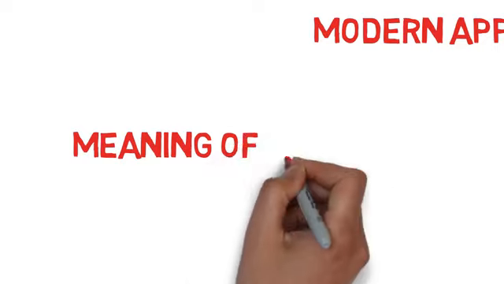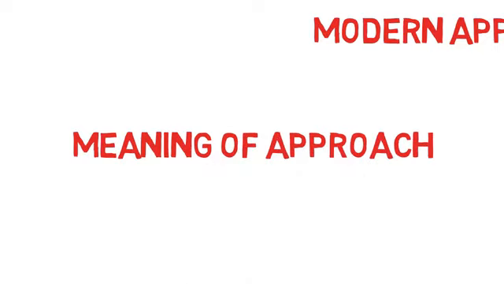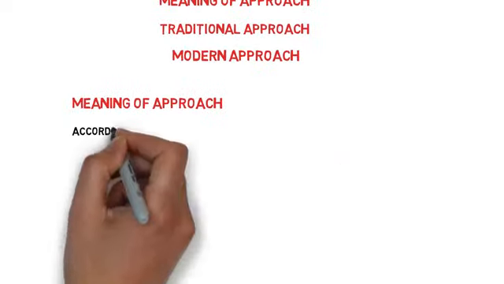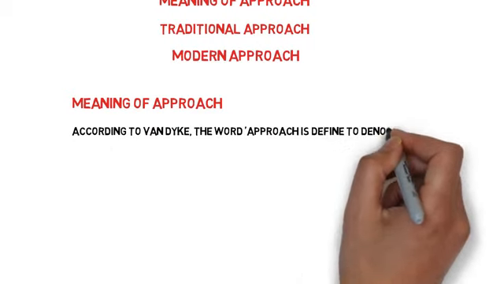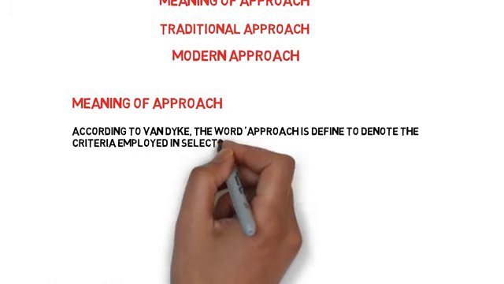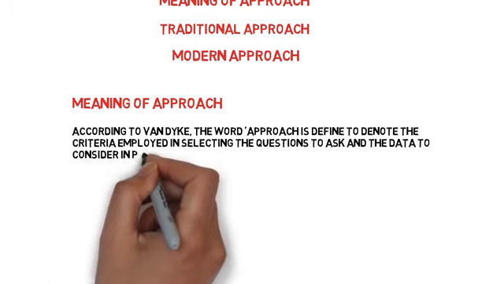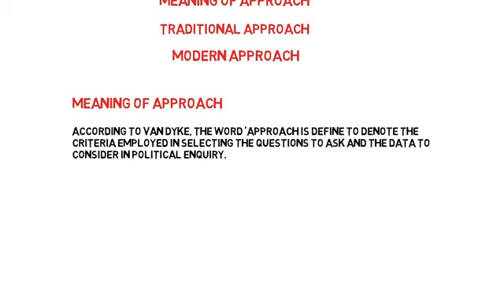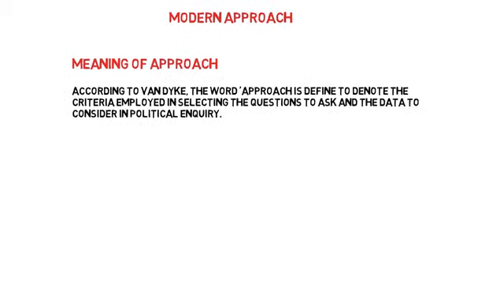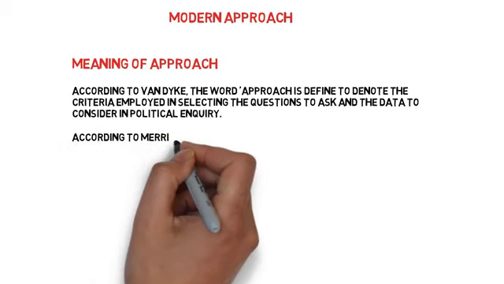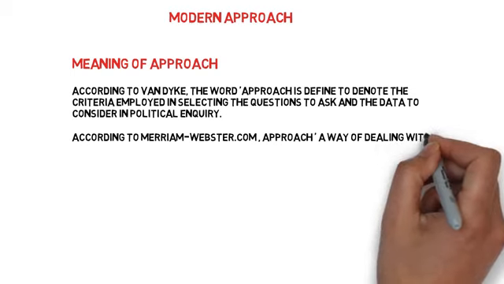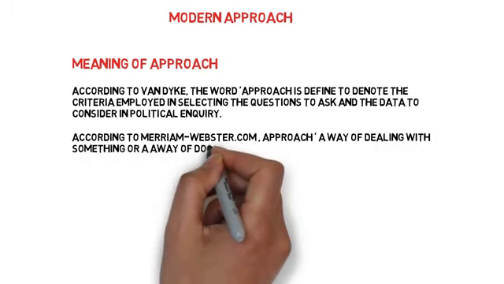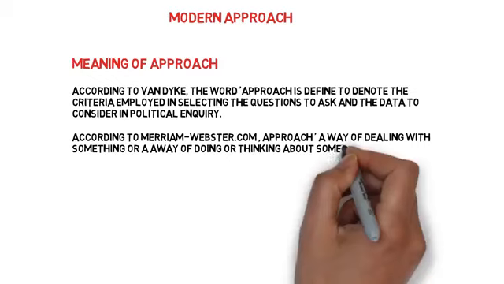Let's talk about the meaning of approach. According to Van Dyke, the word approach is defined to denote the criteria employed in selecting the question to ask and the data to consider in political inquiry. According to Merriam-Webster.com, approach is a way of dealing with something or a way of doing or thinking about something.